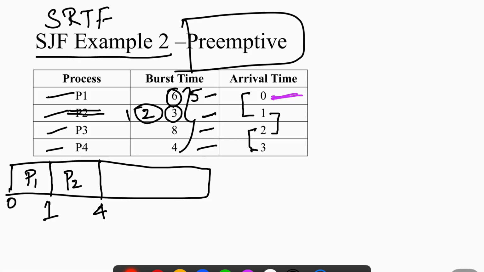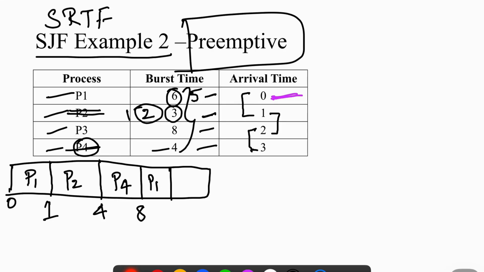I am only remaining with P1, P3 and P4. I have to take P4 because of smaller burst time. I'll take P4. 100% completion will execute. That goes till 8. So P4 is completed. Now the race is between P1 and P3.